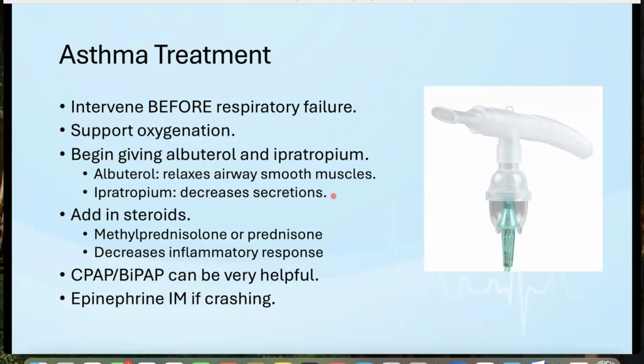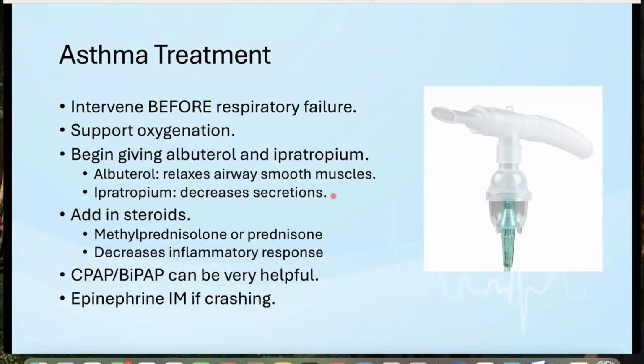The only place in our protocol where you will find Solu-Medrol as an intramuscular injection is in the adrenal crisis protocol. That's because even the smallest amount of steroids in those people can have profound benefits to them. So, if you're unable to get access and someone is having an adrenal crisis, you can give them intramuscular Solu-Medrol if they're unable to drink it.